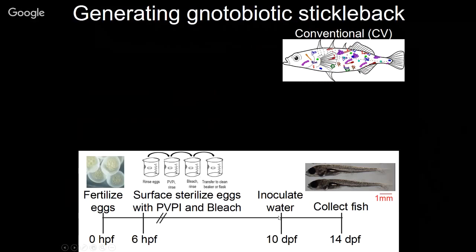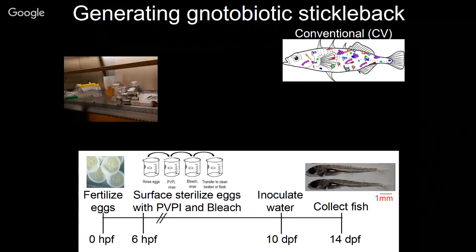The fish will become, their guts will open at about 12 days post-fertilization. We tend to add microbes back to the water if we're looking at conventional fish at 10 days post-fertilization. And then we can raise these fish without food up to 14 days post-fertilization.